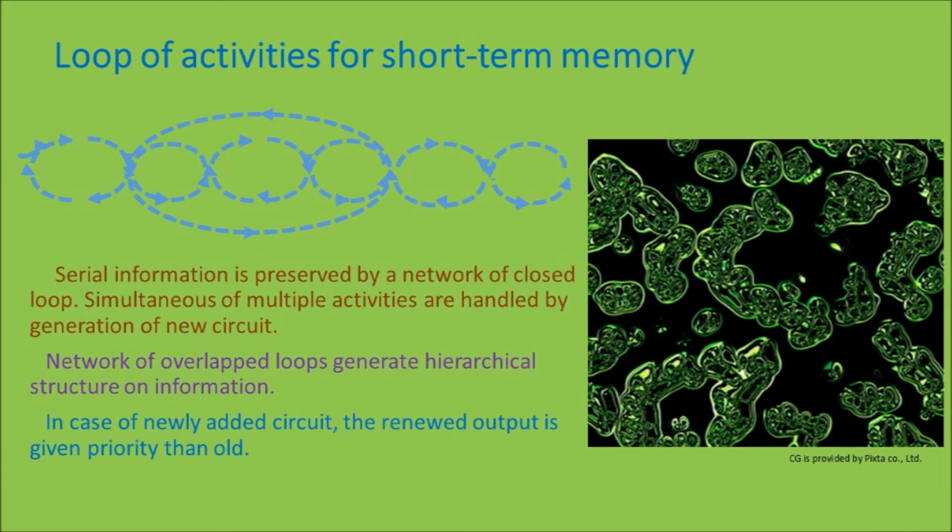Loop of activities for short-term memory. Serial information is preserved by a network of closed loop. Simultaneous multiple activities are handled by generation of new circuit. Network of overlap loops generate hierarchical structure on information. In case of newly added circuit, the renewed output is given priority over old.